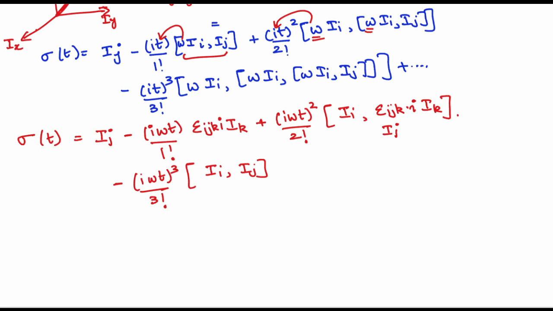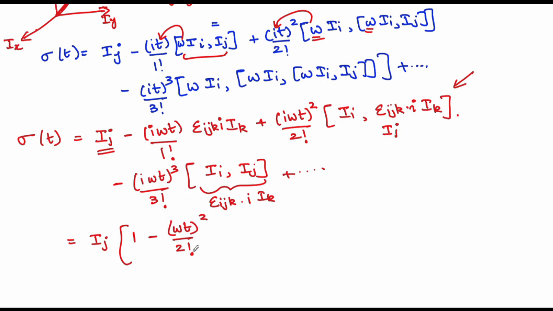And you are once again able to appreciate the fact that this ends up going wherever you started. So this can be simplified as epsilon ijk times i times Ik, and so on. Now this can be simplified with Ij taken common. You're going to have 1 here that comes from this term, and plus i square, which will be minus 1. So you're going to end up getting minus omega t the whole square by 2 factorial, and this is going to be Ij as it is, plus omega t to the power 4 by 4 factorial if you take the next term, and so on.